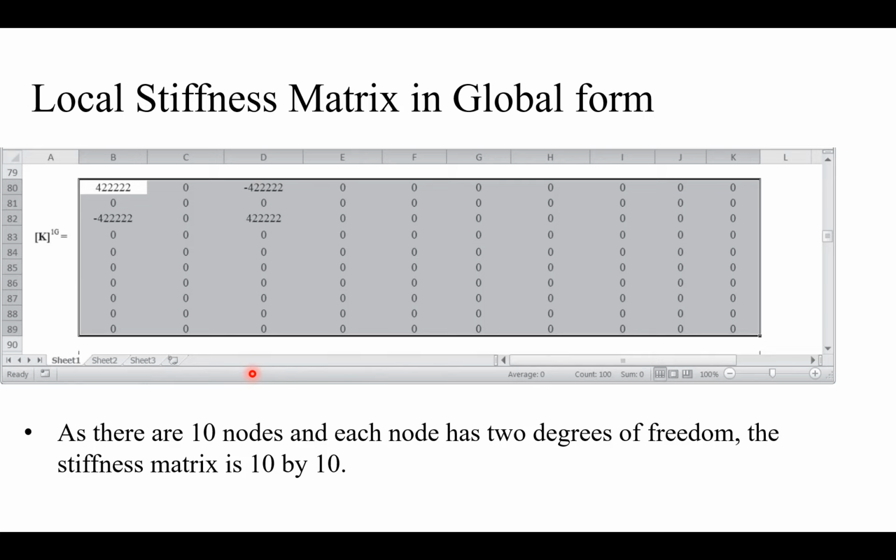But once we have found the stiffness matrix for each member, we need to find a global stiffness matrix, the stiffness matrix for the whole system. But the step before that, similar to bar elements, is to find it in a global form. In a global form, our system has 10 degrees of freedom. It has 5 nodes. Each node has 2 degrees of freedom, so we have 10 degrees of freedom, which means that our stiffness matrix in global form would be 10 by 10.